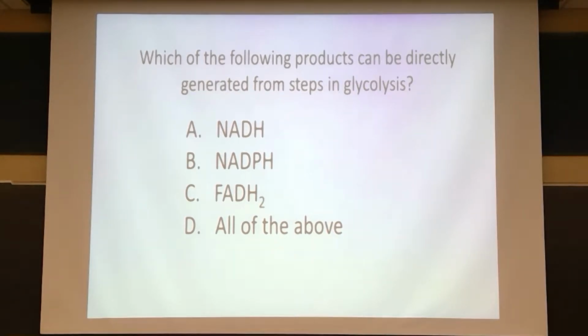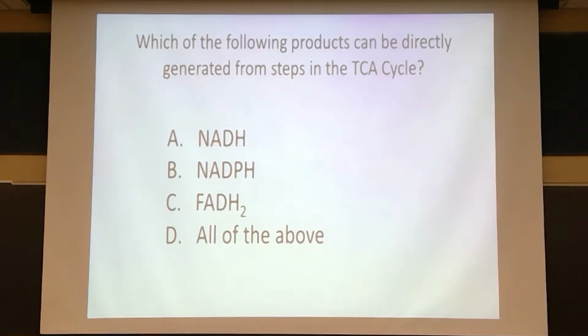Okay, flip your answer sheet over, and on the back, write A, B, C, D. Question number 2. Which of the following products could be directly generated from the steps in the TCA cycle? A, B, C, D.